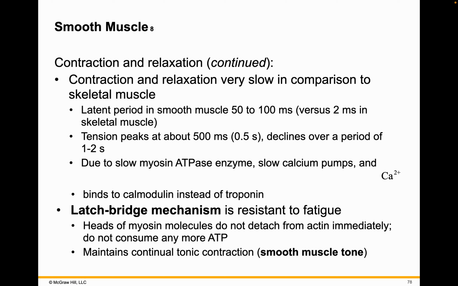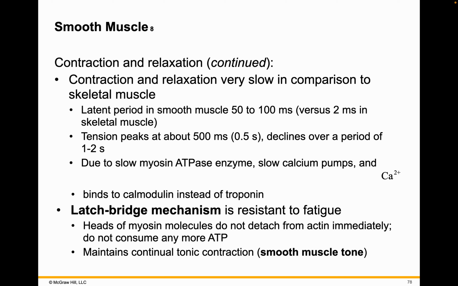Contraction and relaxation is very slow in comparison to skeletal muscle. The latent period in smooth muscle is 50 to 100 milliseconds. Tension peaks at about 500 milliseconds and declines over 1 to 2 seconds. That's due to slow myosin ATPase enzyme and slow calcium pumps.